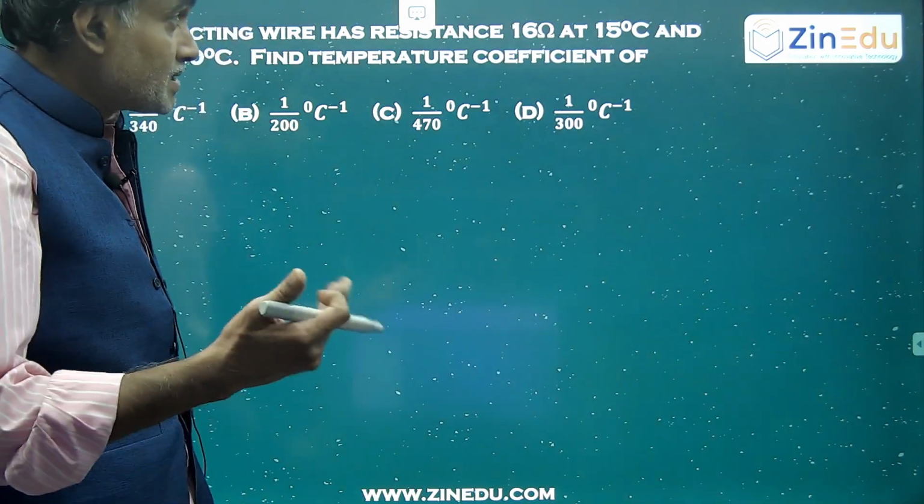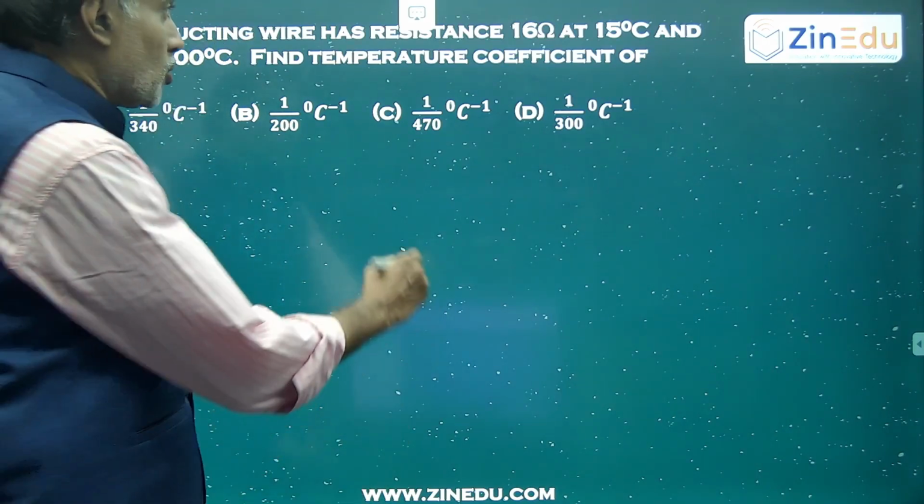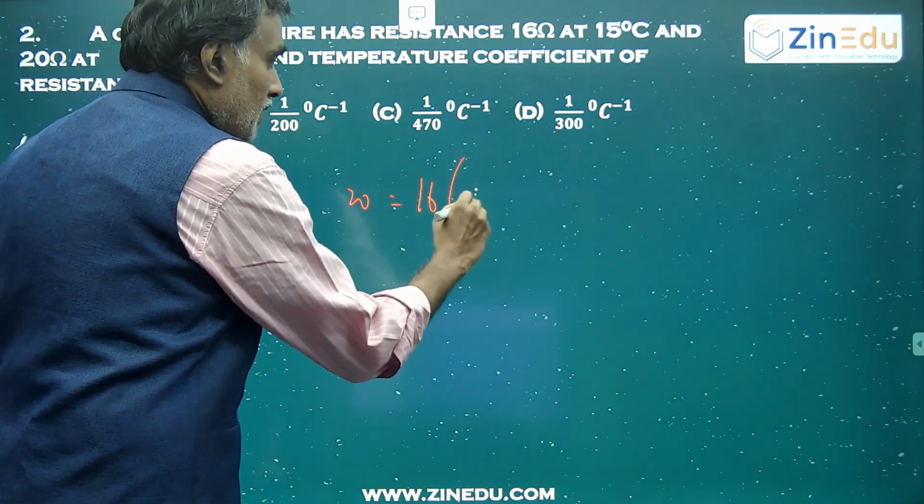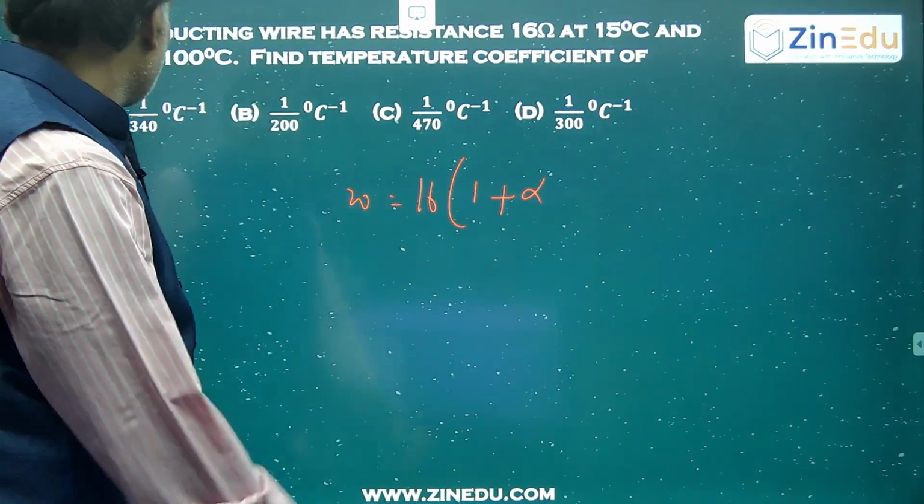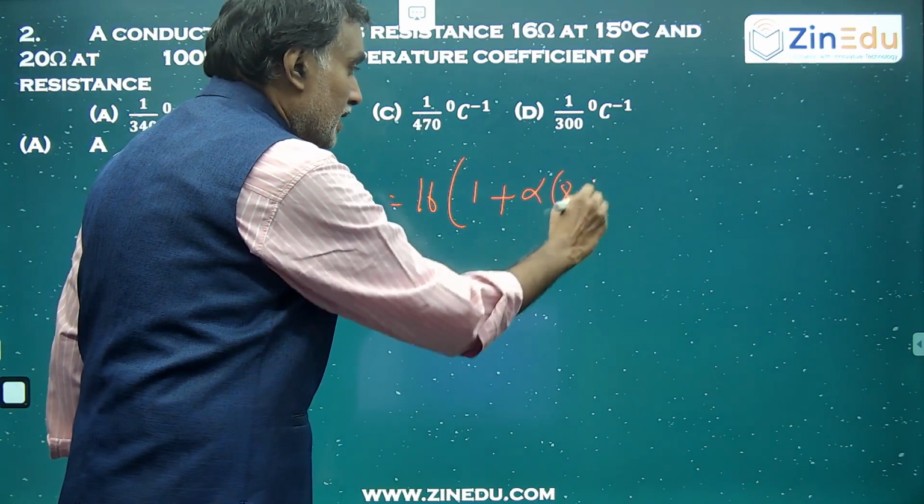For non-conductors, it will decrease. So at 100 degrees, it is 20 ohm. So 20 equals 60 times 1 plus alpha delta theta. What is delta theta? 100. That is 85. Approximately you will get that.